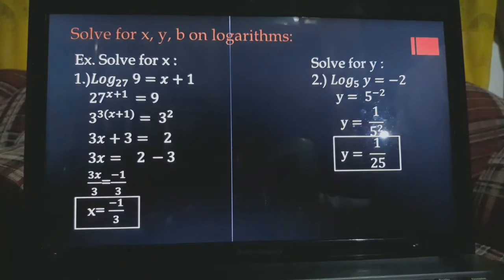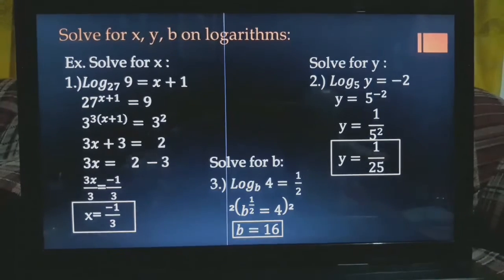So, simplify again. y is equal to 1 over 25 because 5 squared is 25. So, the value of y is equal to 1 over 25.